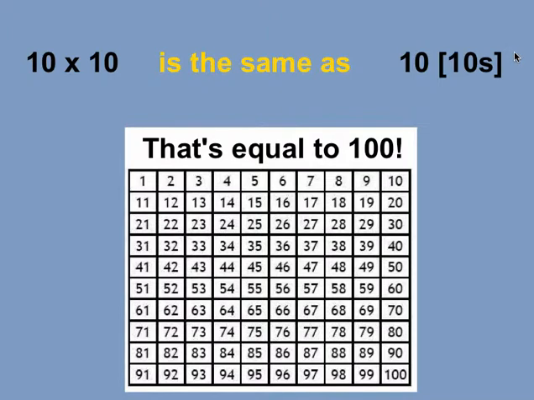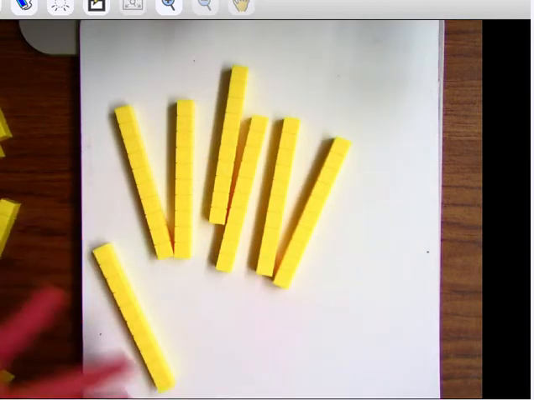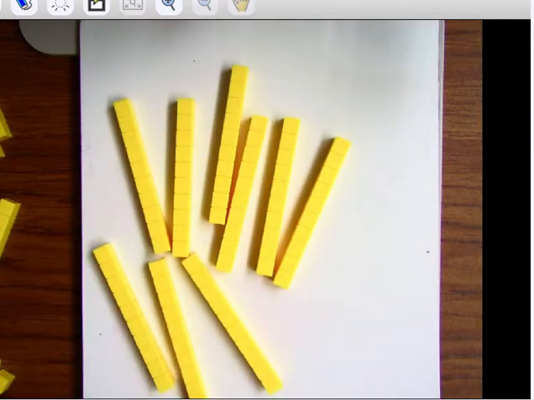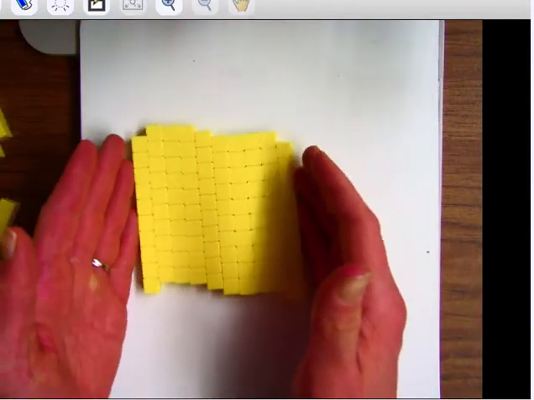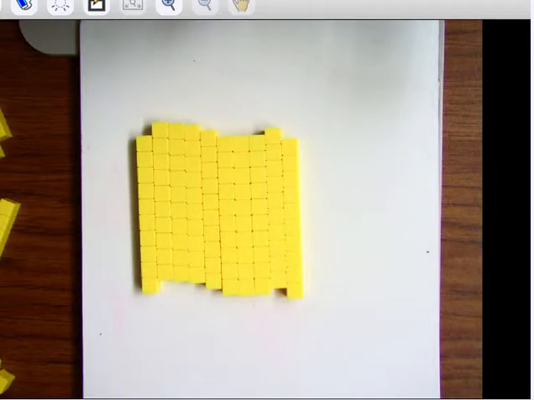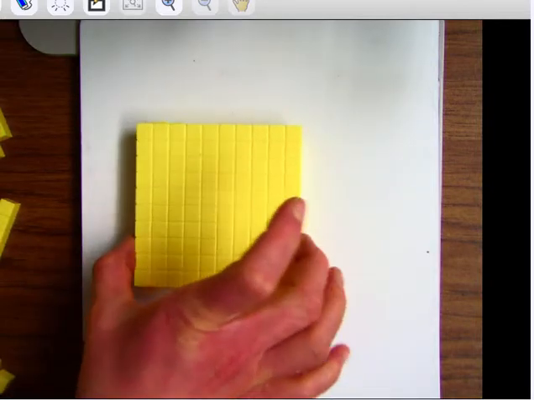10. So you can also think of it with using your blocks, or french fries as I like to call them. Here's one group of 10, 2, 3, 4, 5, 6, 7 groups of 10, 8 groups of 10, 9 groups of 10, 10 groups of 10, which we know, if I line them up nice and neat like that, is the same as 100. Okay?